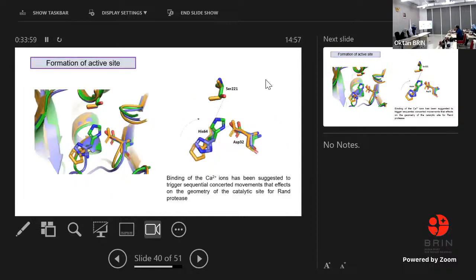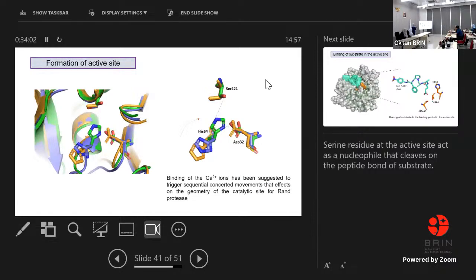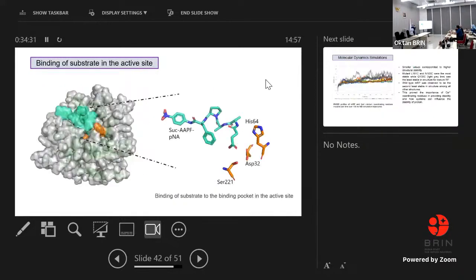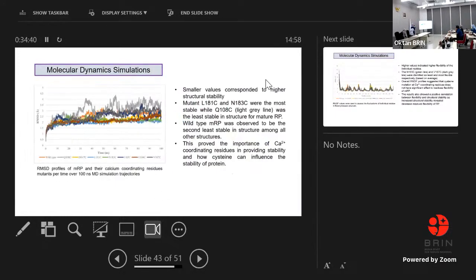The formation of the active site also moves with the movement of the amino acids at the calcium binding loop. We conclude that the binding of the calcium ion is suggested to trigger a sequential, concerted movement that affects the geometry of the catalytic site of RAN protease. Next, these are the interactions we found between the active site of RAN protease and the substrate.